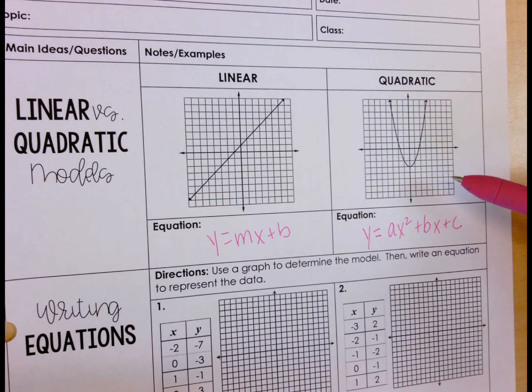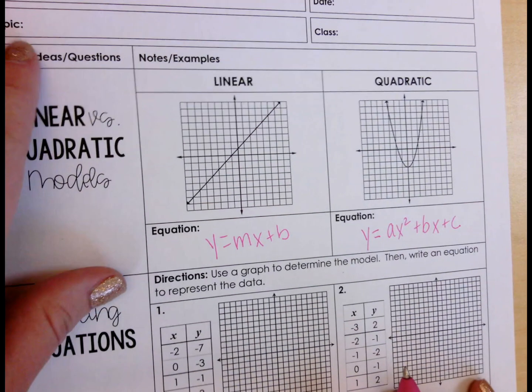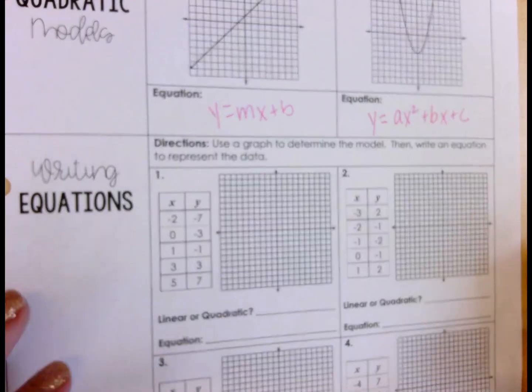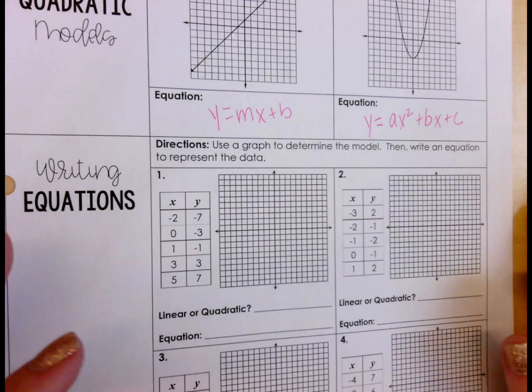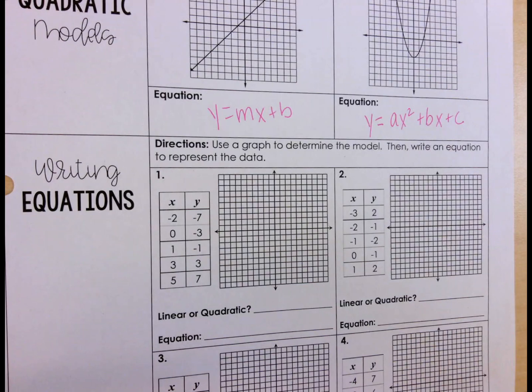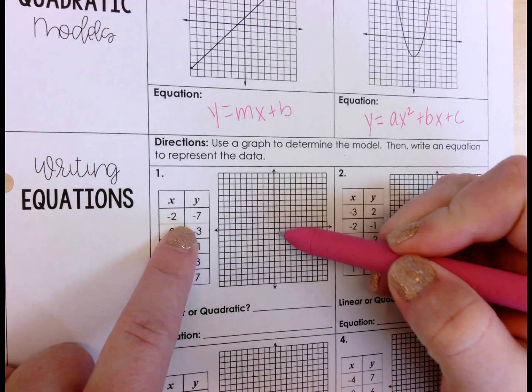So here is what I want us to do. We're going to come down here and use a graph to decide if something is linear or if it's quadratic, and then we're going to write an equation for that line, and then we're going to use our calculators to do that. Okay, so we're going to plot these points. So I'm going to start here.